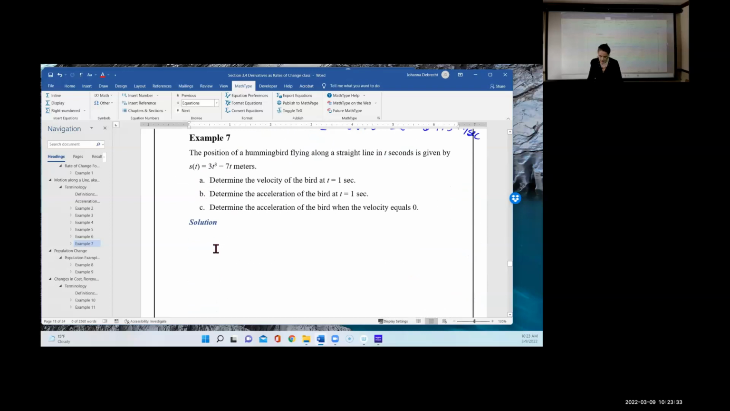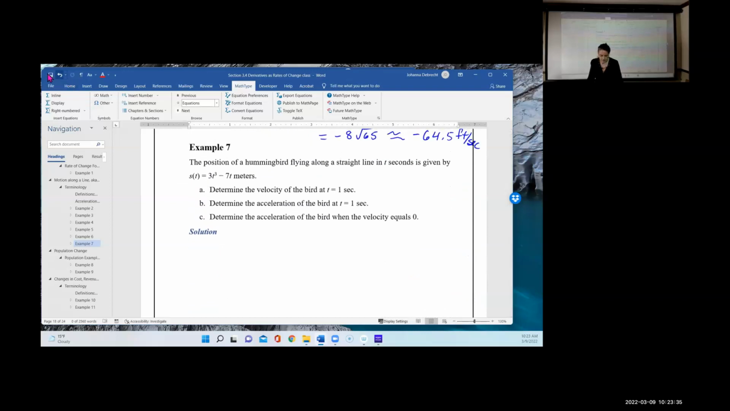All right, let's take a look at number 7. The position of a hummingbird flying along a straight line in t seconds is given by s of t is 3t cubed minus 7t. Determine the velocity of the bird at t equals 1 second. So the velocity of the bird is the derivative of the position function.